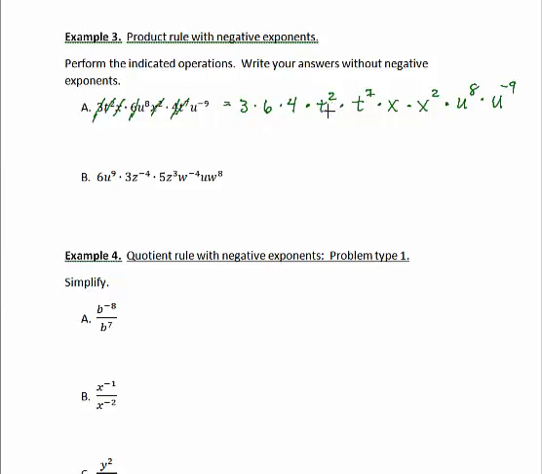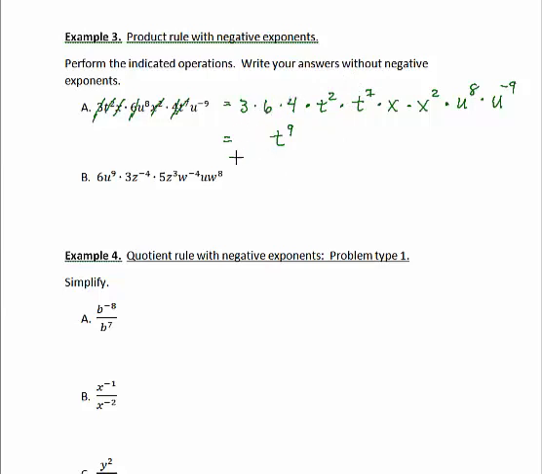And so for the t, the only exponents that add are 2 and 7. And we get a t to the 9th, 2 plus 7. This is the product rule. We have a t times a t, and so we add their exponents.